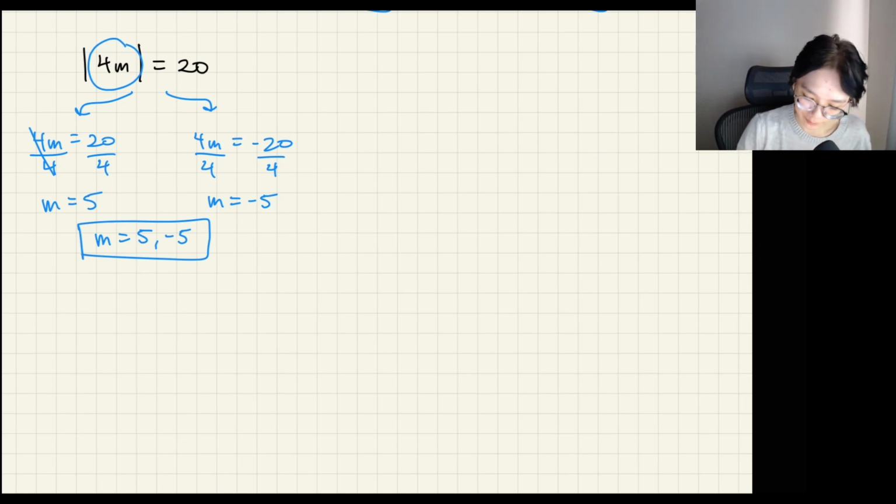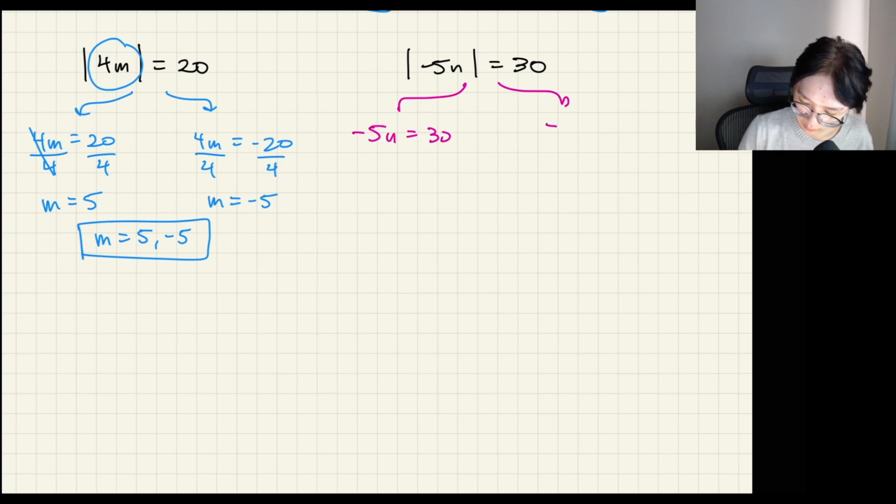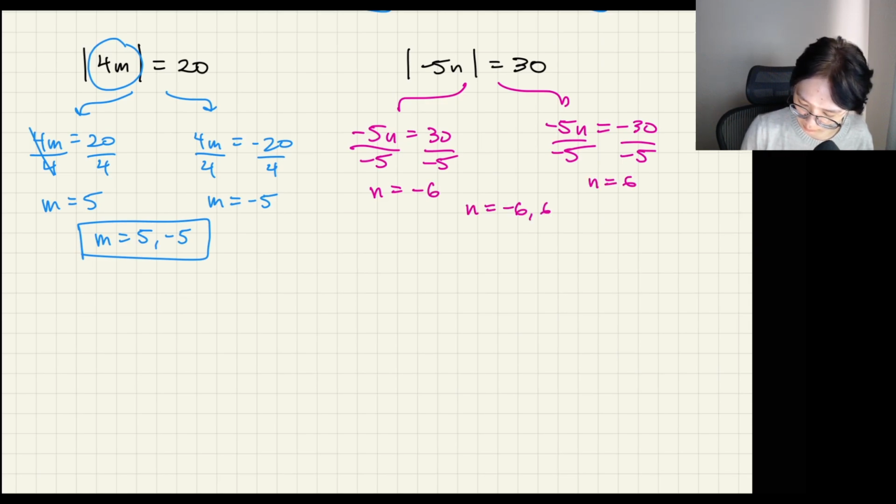Pretty straightforward, right? I'll do another multiplication example. Absolute value of negative 5n is equal to 30. Split that into 2. Negative 5n equals 30. Negative 5n equals negative 30. Divide by negative 5. Divide by negative 5. N over here is equal to negative 6. N over here is equal to positive 6. So n equals negative 6, comma 6.